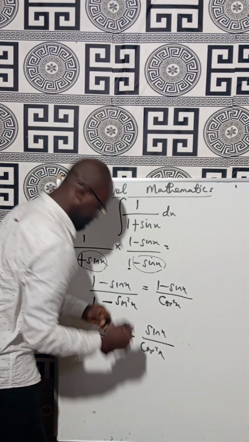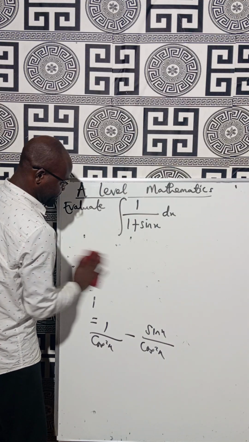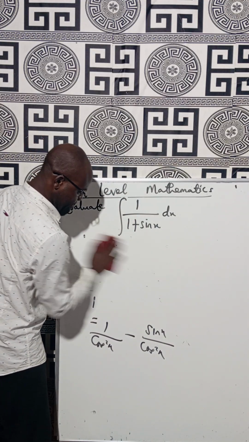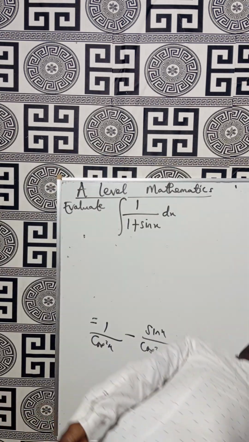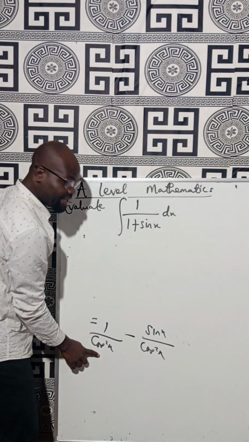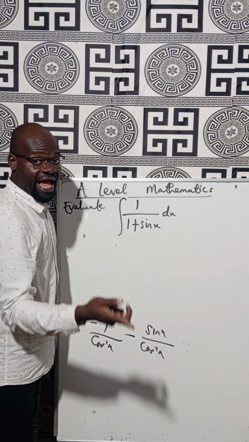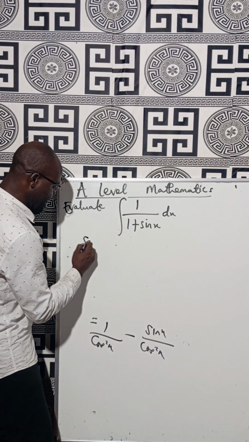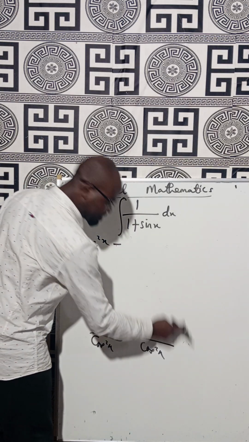Now, don't forget that 1 all over cos is always sec, which means 1 over cos square will now be sec square x. You understand now? So that's going to give you sec square x. You see now? Minus. Now, how do we do this?